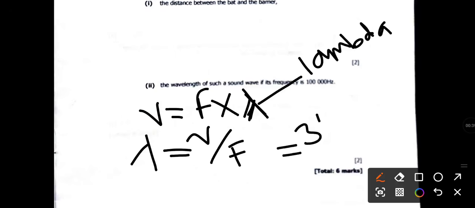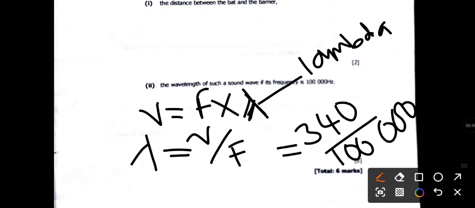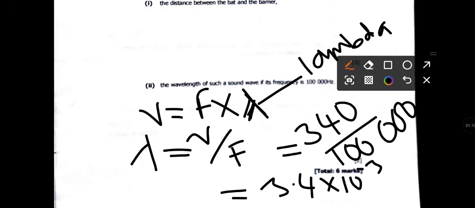So the value of V from the question is 340, and f is the frequency, we are told it's 100,000. Okay, so if I divide this, I'm getting a value of, let me put it in scientific notation, I'm getting a value of 3.4 times 10 to the power negative 3 meters. So this is my wavelength.